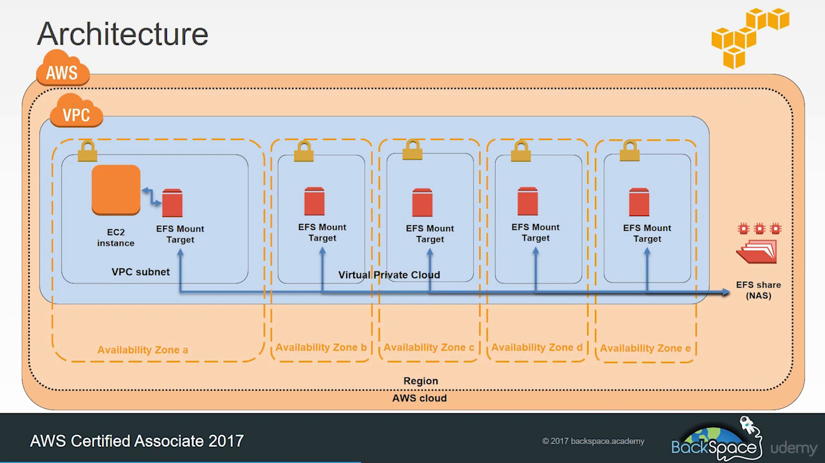And then we're going to use one of those subnets within that availability zone to launch an EC2 instance into, and we're going to connect into that instance and mount that EFS mount target to that EC2 instance using the Linux operating system.